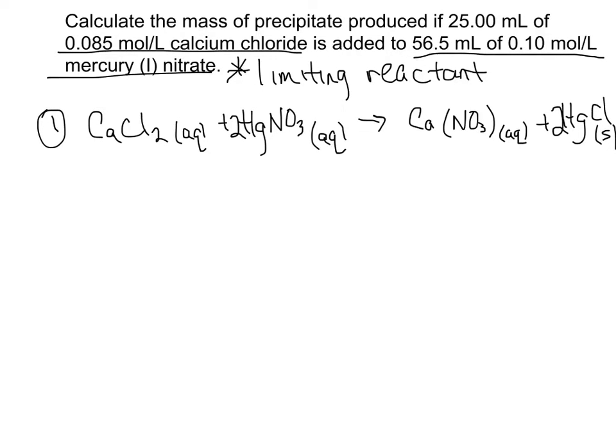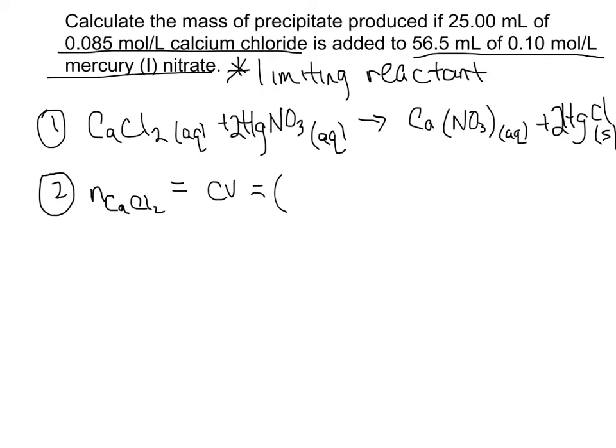Step 2, we're going to find the moles of both of our reactants first, and then we're going to use those in mole ratios to figure out which one is our limiting reactant. So let's start with calcium chloride. The moles of calcium chloride, we are given a volume and a concentration, so we're going to use C times V.